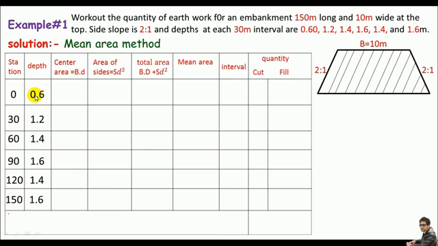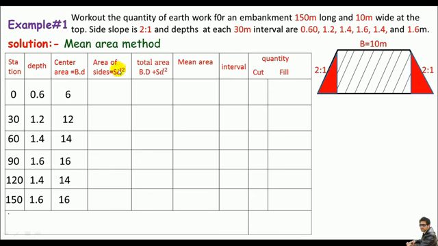To calculate the central area at station 0, we just multiply 0.6 with 10. So 10 times 0.6, we get 6 square meter as the central area at station 0. I'll plug this value over here. Now, for the central area at station 30 meter, we multiply 1.2 with 10 and get 12 square meter. I'll plug this value over here too. And at chainage 60 meter, we have 10 times 1.4, which is 14 square meter. And do the same for all the three remaining ones.